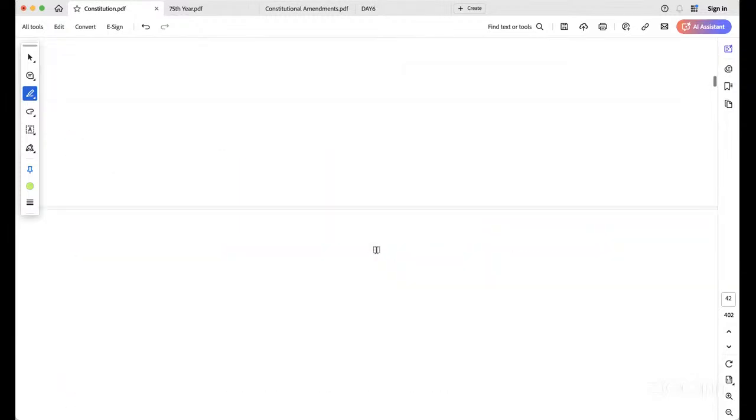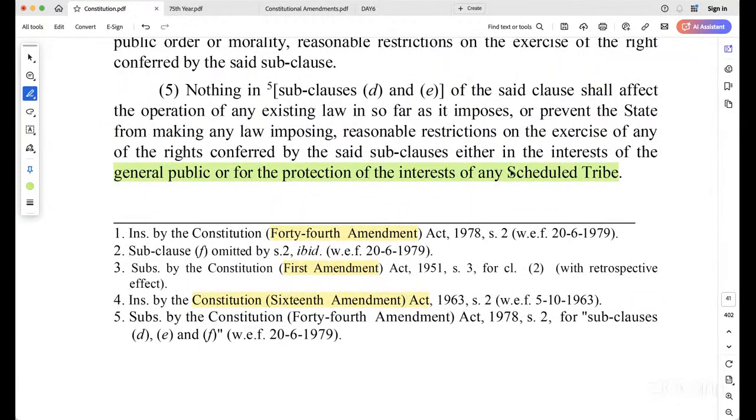Clear? For the protection of the interest of any scheduled tribe.